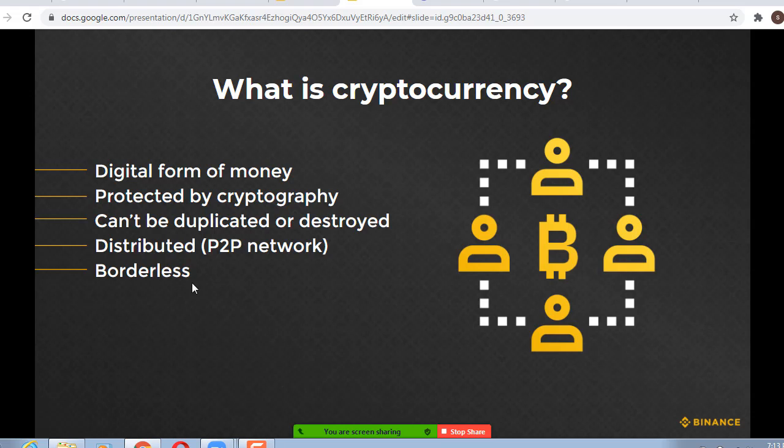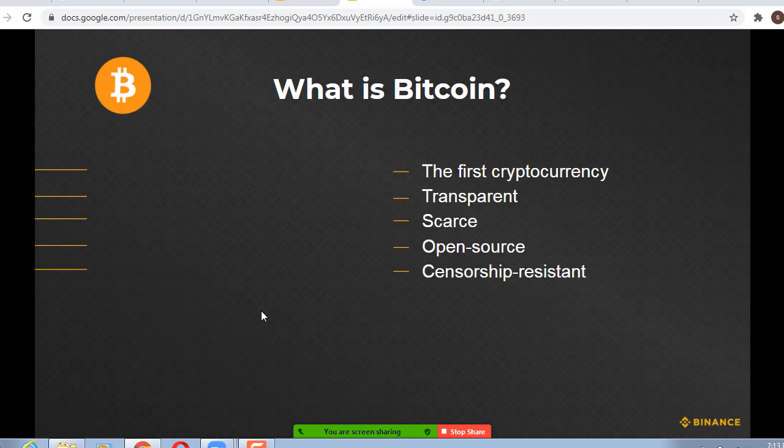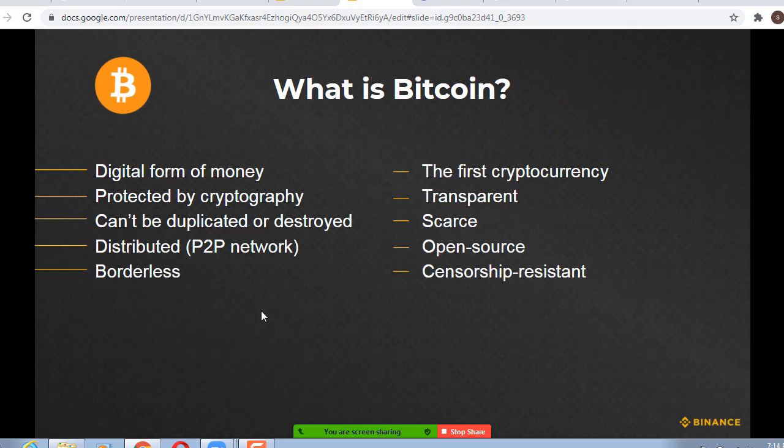So this is what cryptocurrency entails. When we talk about cryptocurrency, we are looking at a digital form of money protected by cryptography, that cannot be duplicated or destroyed, distributed within the P2P network, and it is borderless. This is the definition of cryptocurrency. Now, what is Bitcoin? Bitcoin is the first created digital currency. That's digital form of money.